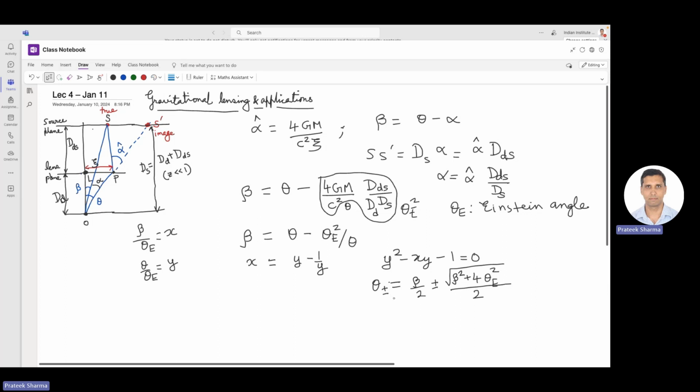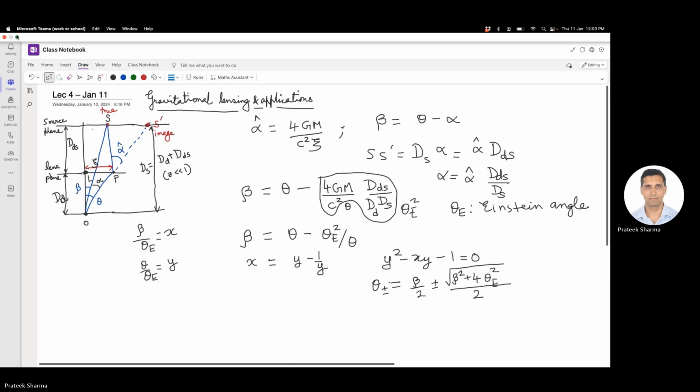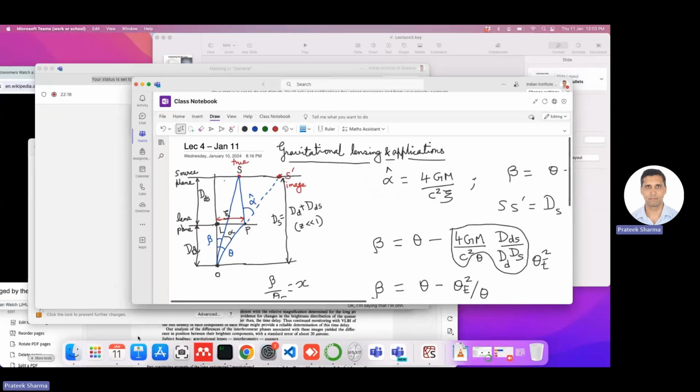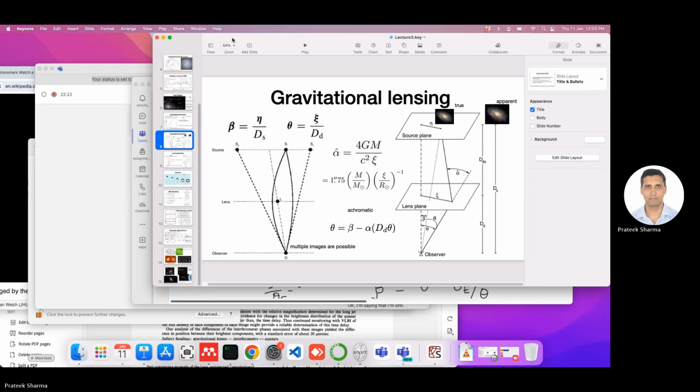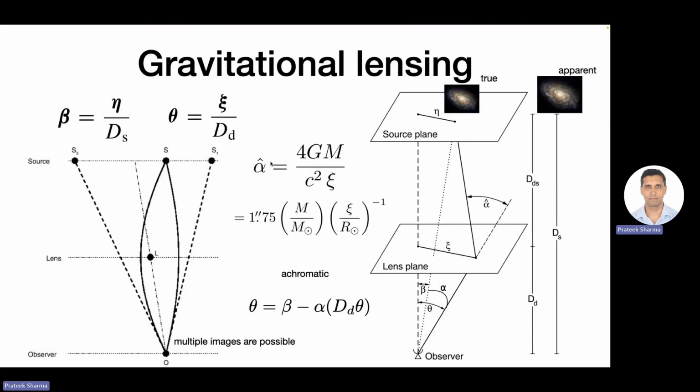So let me schematically show what I mean. It is in my slides here. You see, here is the true location of the source. This light bends like this, and the apparent position looks like this one, and this ray bends like this, and there is the second position. So these are the two routes.